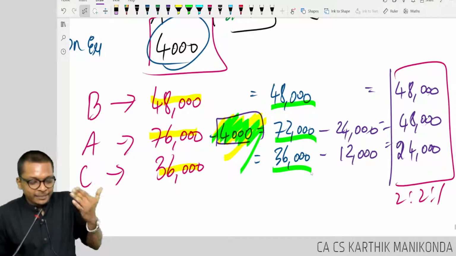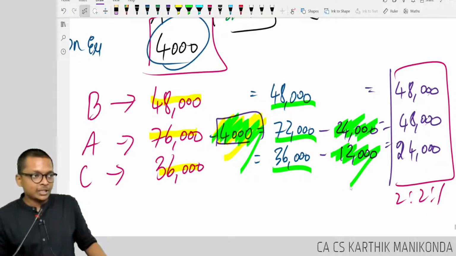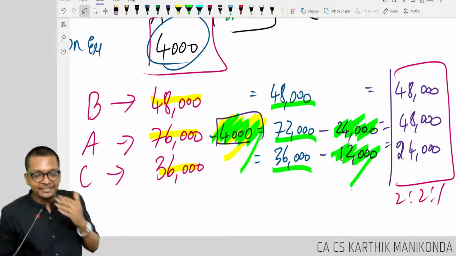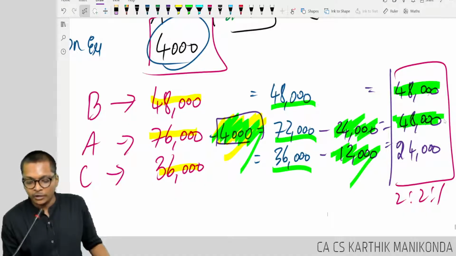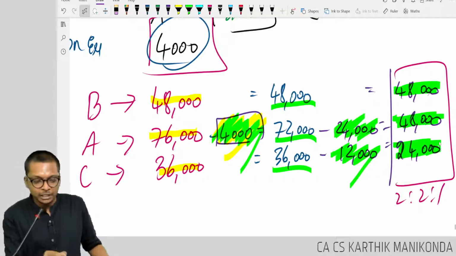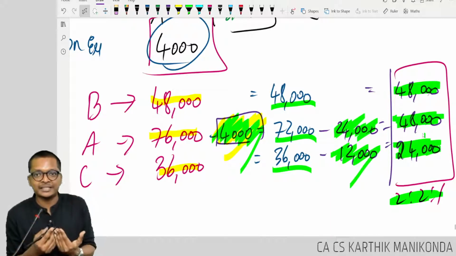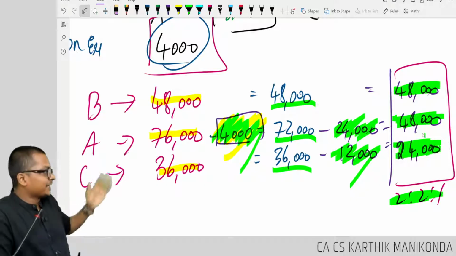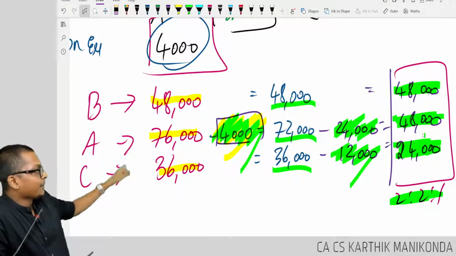Now I will pay A and C how much? 24,000 and 12,000. After I pay A and C 24,000 and 12,000, the revised capital of A, B, C becomes 48,000, 48,000, 24,000. Now the capital has reached 2 is to 2 is to 1. After this, you will continue to pay them in the ratio 2 is to 2 is to 1. I basically want to bring their capital to the ratio 2 is to 2 is to 1. Until it comes to that, I am removing the excess paid.